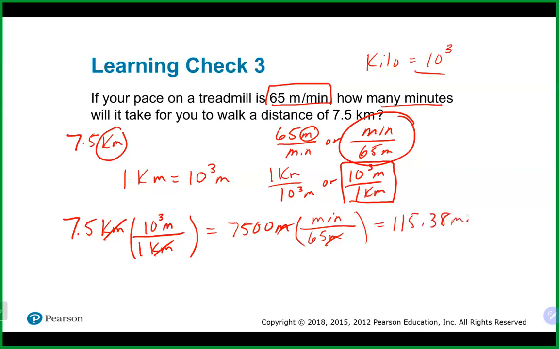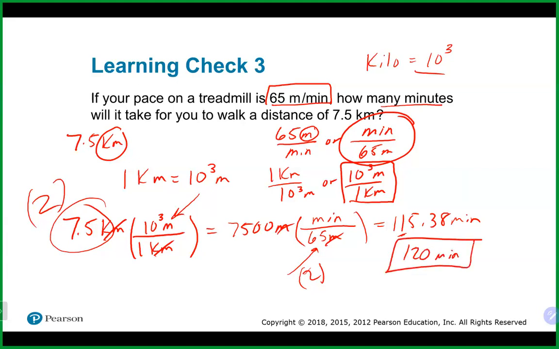That's going to give us 115.38 minutes. Now looking at sig figs here, we're not going to worry about this. This one has 2 sig figs. We should look at this one, which also has 2, which means we should end probably right about there. And that's going to be 120 minutes, right? No decimal, because if I put a decimal, it then has 3 significant figures. So 120, no decimal point in that case.